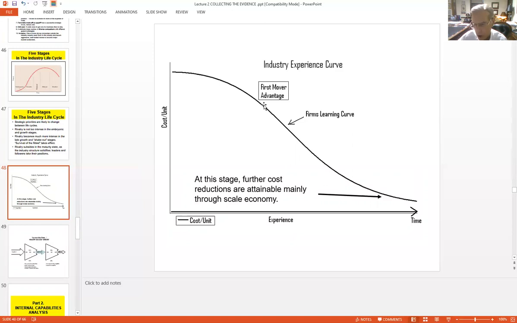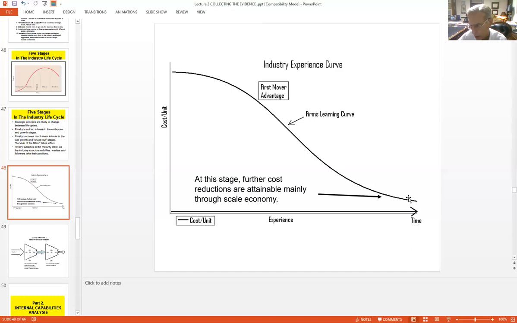And so as they learn, their rate of cost declines. Other firms, meanwhile, come in at the early stage and they work their way down, and then others follow them. And so until technology changes, first movers can have an advantage.